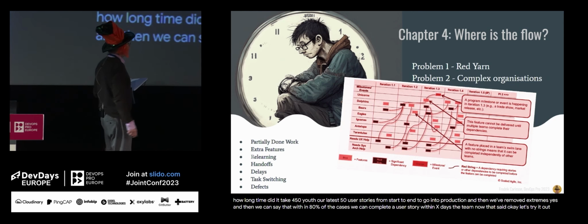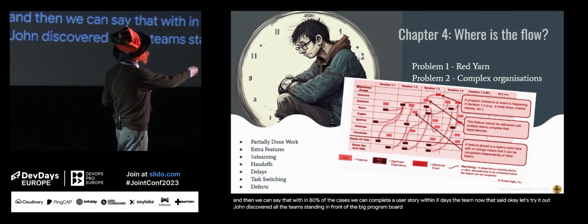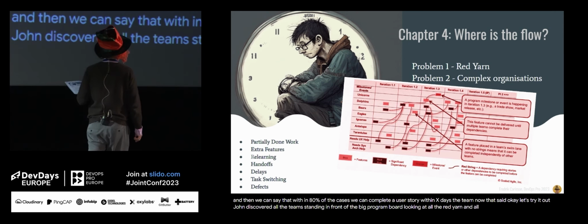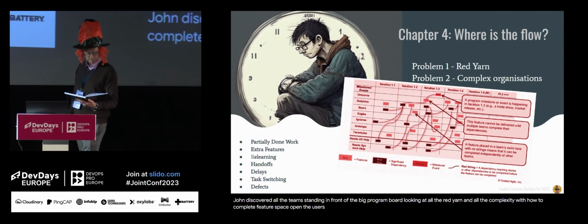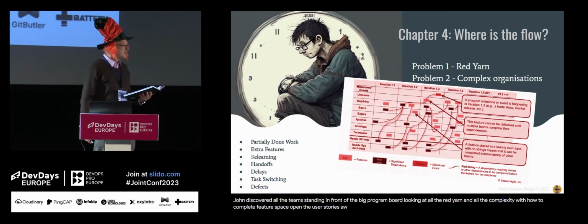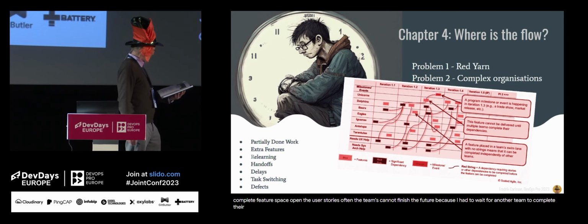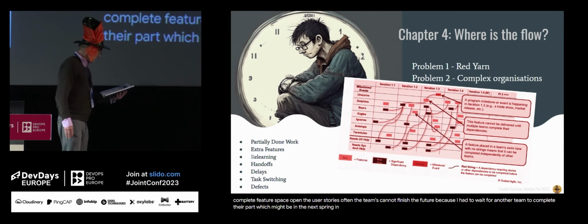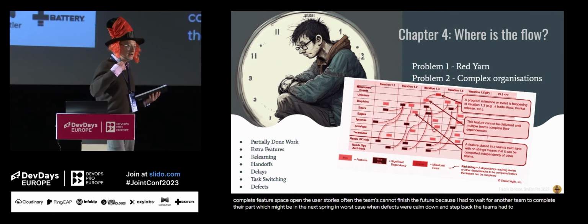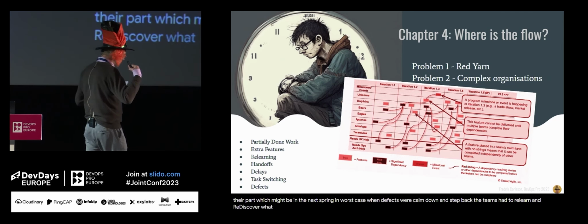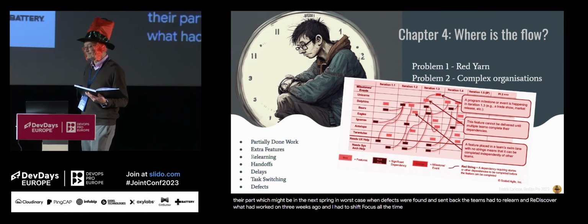Now, one day, John discovered all the teams standing in front of the big program board, looking at all the red yarn and all the complexity with how to complete features based upon the user stories. Often the teams could not finish their feature because they had to wait for another team to complete their part, which might be in the next sprint in the worst case. When defects were found and sent back, the teams had to relearn and rediscover what they had worked on 3 weeks ago. And they had to shift focus all the time.